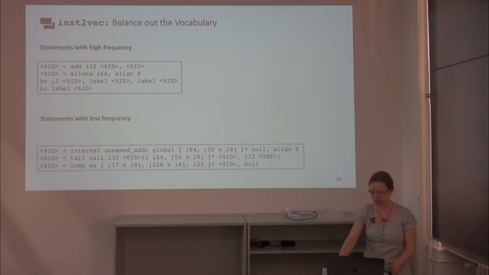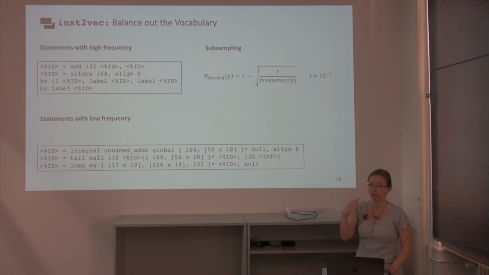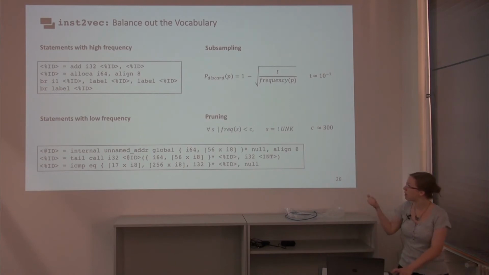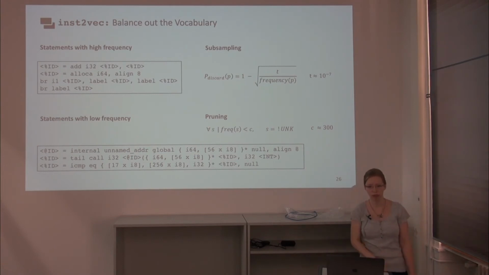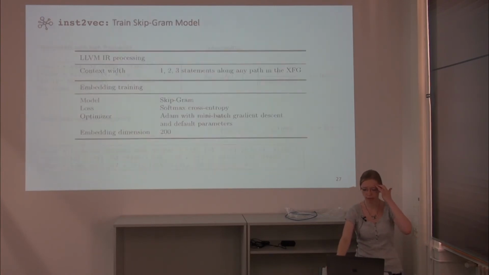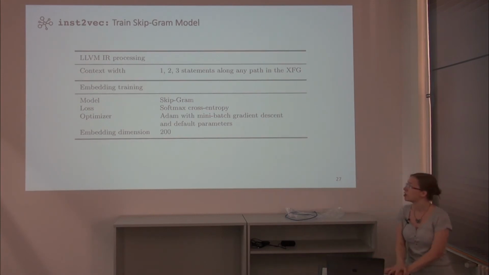So we balance this out by subsampling the very frequent statements with a cutoff threshold, and the statements that appear very infrequently, we just replace them by an unknown token if they appear less than, say, 300 times. These two methods are also found in Word2Vec, and they show that this improves both the accuracy and the speed of training.